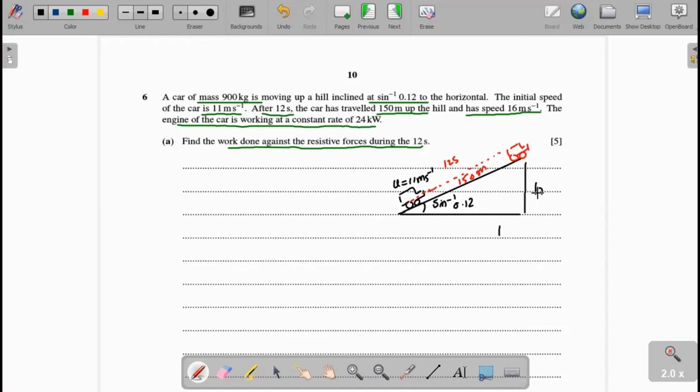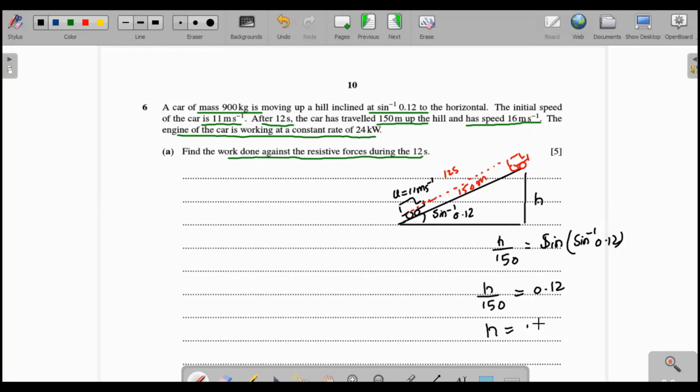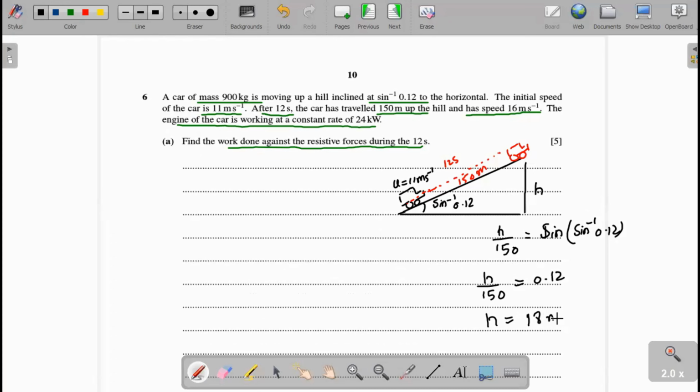Now opposite side over hypotenuse, h over 150, that's equal to sine theta, and theta is the sine inverse of 0.12. Now we get h over 150 equal to 0.12. Now we multiply 150 by 0.12, we get 18 meter height. The height is 18 meter.